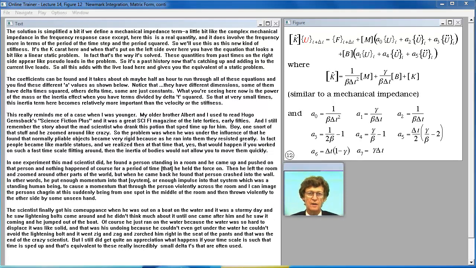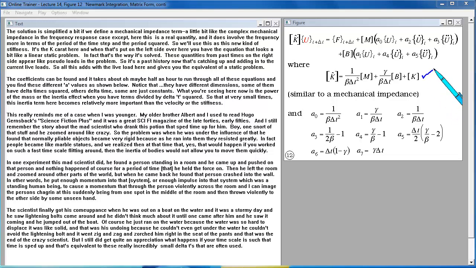The solution is simplified a bit if we define a mechanical impedance term, a little bit like the complex mechanical impedance in the frequency response case, except here this is a real quantity, and it does involve the frequency more in terms of the period of the time step and the period squared. So we'll use this as this new kind of stiffness.